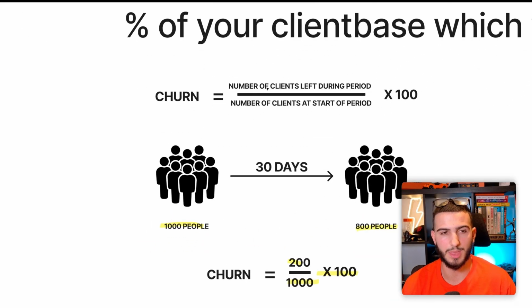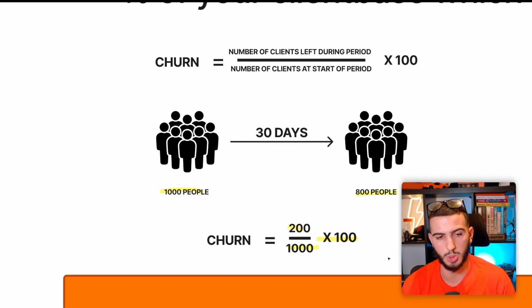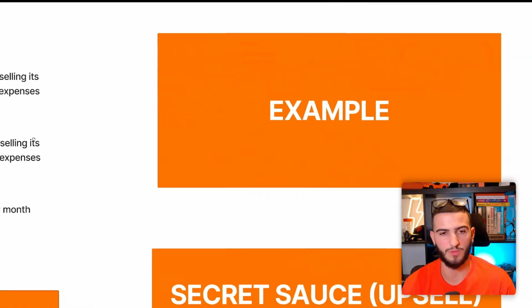Very simply, you just want to get the number of clients that left during a specific period, which in this case will probably be a month, and divide that by the number of clients at the start of the period. So let's say at the start of the period, I've got 1,000 people. 30 days after, I've got 800. My churn rate is 20% because 200 people have actually left me. These are the only 3 numbers you need to calculate your LTV. Let's go over some examples.